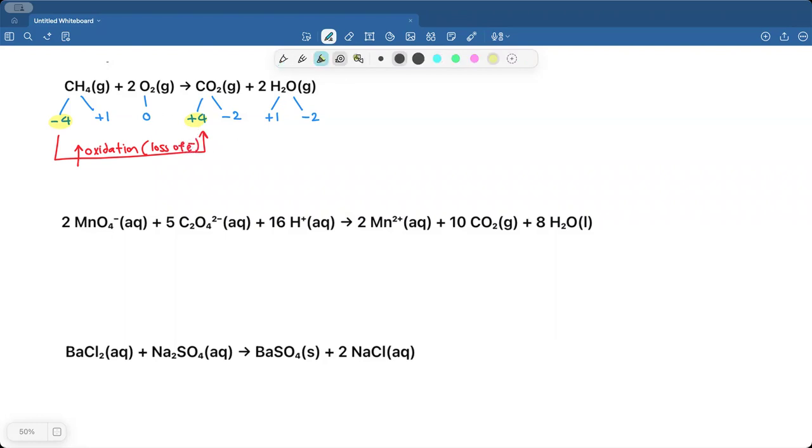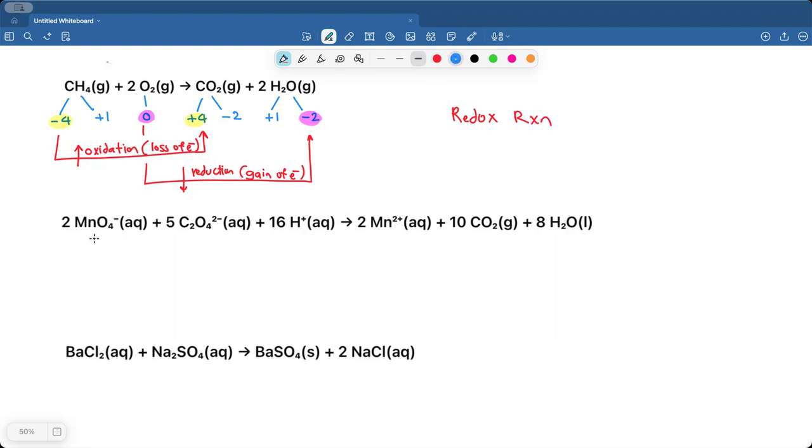And then if we take a look at oxygen, we can see that the number is going from 0 to -2. Therefore, we can say oxygen is becoming reduced since the number is going down. So this process is considered as reduction. And for reduction, we always have gain of electrons. And redox stands for oxidation and reduction. Therefore, because one of them is becoming oxidized and the other one is becoming reduced, this reaction is considered as a redox reaction.